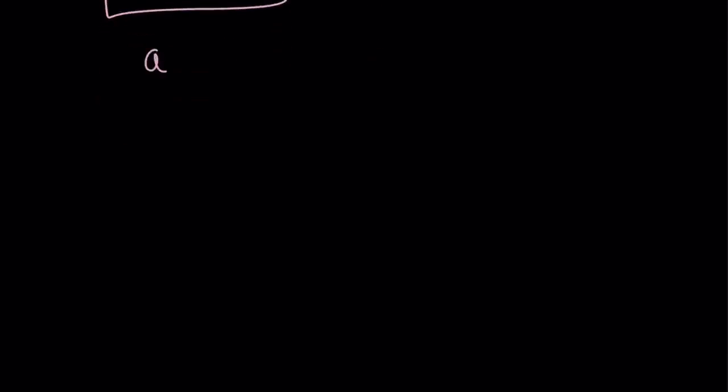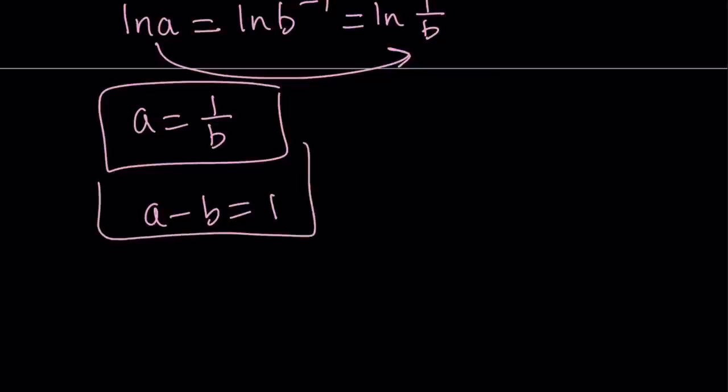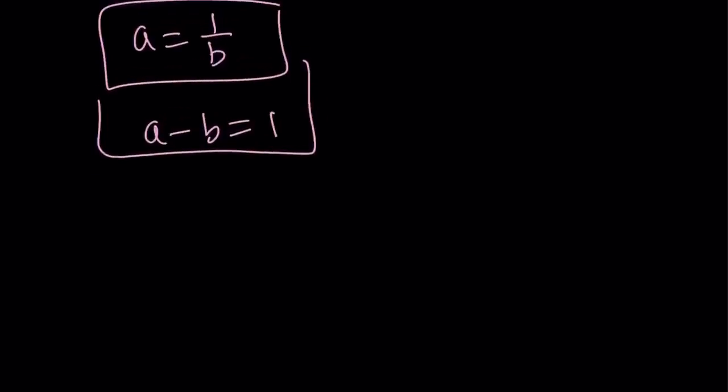So we also know that a minus b is equal to 1, along with a equals 1 over b. Now we can solve this as a system. Let's go ahead and solve it. And this solution actually is going to have an interesting flavor. Okay, let's see what happens. You probably already guessed.